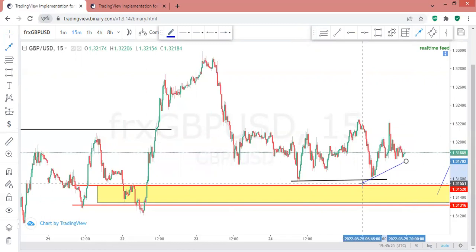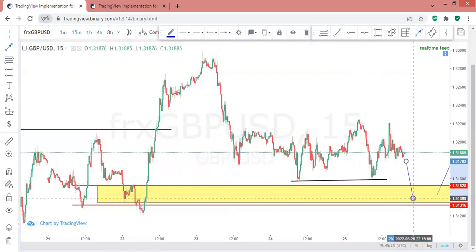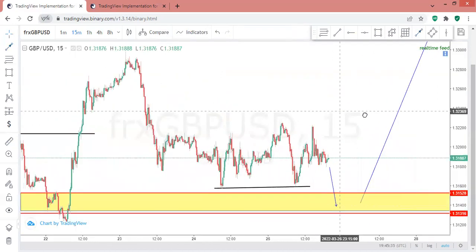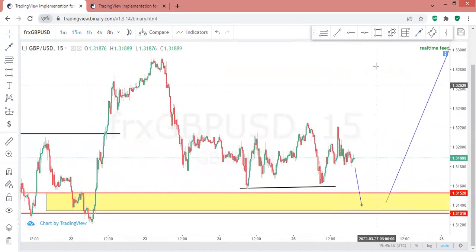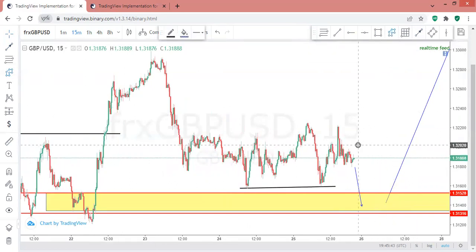Price will come after this liquidity here. So I expect price to come into this place before going up. What I will definitely do is wait for price to come into this zone, then a 15 minutes break of structure. And this is how I expect it to be.